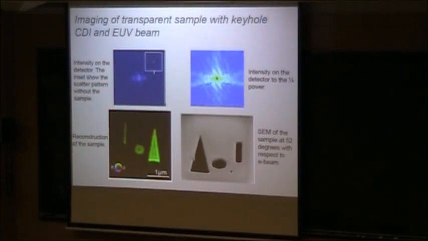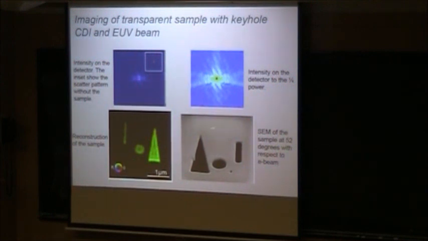So this is what we get. Without the sample, we just get the beam. With the sample, we just get a little bit of diffraction because it's almost an entirely transparent sample. This is much different than the traditional samples being imaged with lensless imaging. So it's mostly transparent. Here we plot the intensity to the 1/4 power just to see more of the detail in the diffraction pattern. And then we can plop this into our reconstruction algorithm and reconstruct the object here.